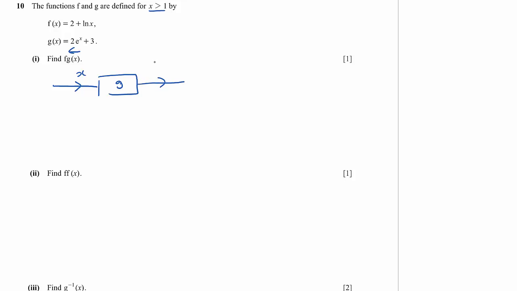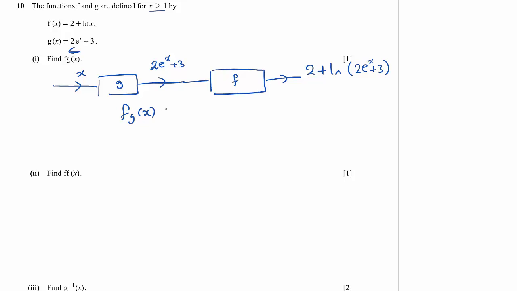And so what's coming out of there is 2e to the x plus 3. And that's going to go into the f function. So what's coming out of there is 2 plus the natural log of 2e to the x plus 3. So we can say f of g of x is 2 plus the natural log of 2e to the x plus 3. And there's not a lot we can do with that.